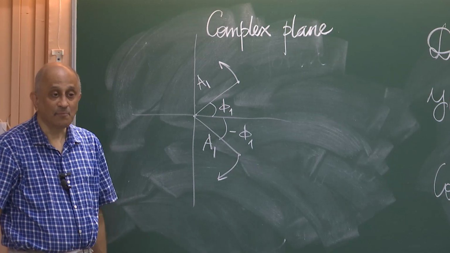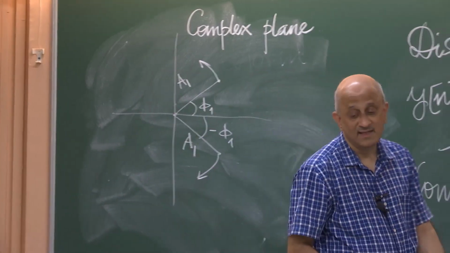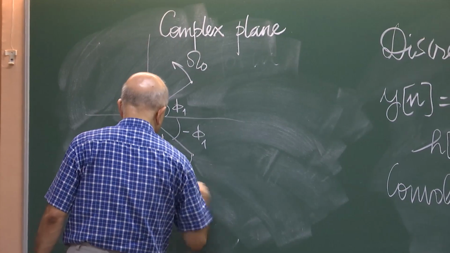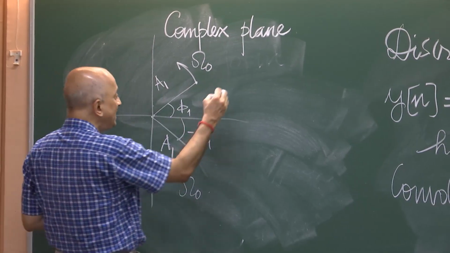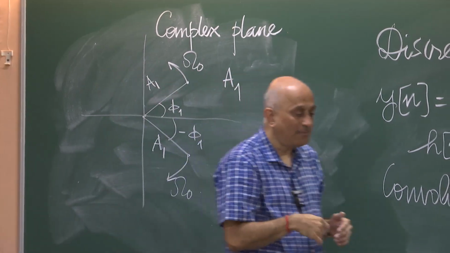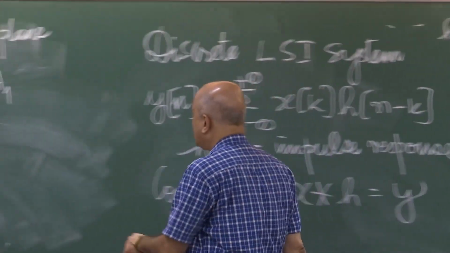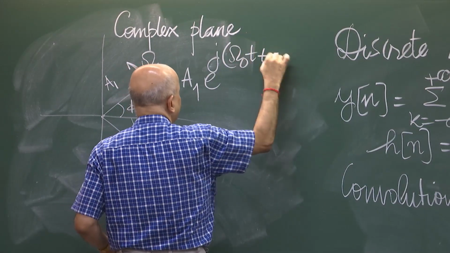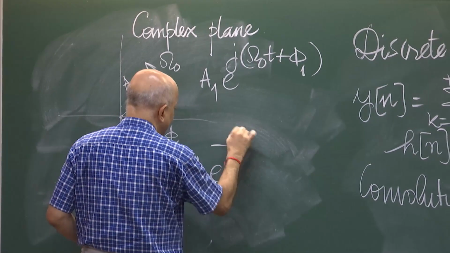So, how do we express these complex numbers? We know how to express them. Each of them can be expressed in polar form. They rotate with an angular velocity of omega naught. So, how do you express this complex number? It would be A naught, A1, I'm sorry. Now, when you write it in polar form, the angle is captured by e raised to the power j, etc., isn't it? So, A1 e raised to the power j omega naught t plus phi 1. And this one is captured by A1 e raised to the power negative of the same.